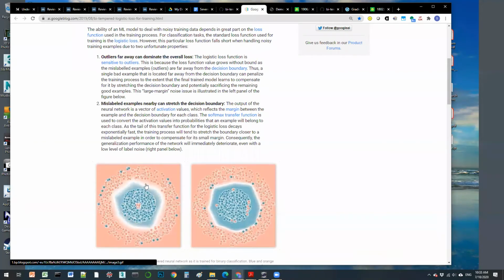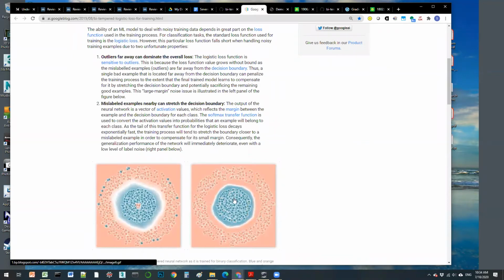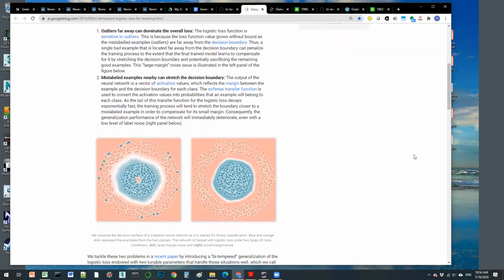But the effect of it is, as you can see from these two animated pictures, that the network tends to grow the bounds, or expand the decision boundary, in order to take into account or learn from the noisy labels. The other thing is the mislabeled examples nearby, the counter of being far away. That's the one on the right, which in one case dominates the loss, and in the other case tends to stretch the decision boundary.